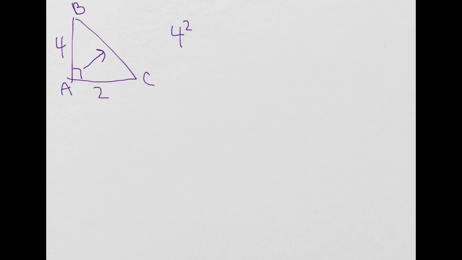So take 4 squared plus 2 squared. Take the square root of that, because Pythagorean theorem says a squared plus b squared equals c squared. The legs of your triangle, square them, add them together. That's going to equal the hypotenuse squared. So we added them together, and we took the square root to get the hypotenuse.